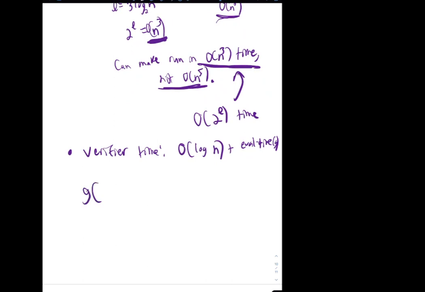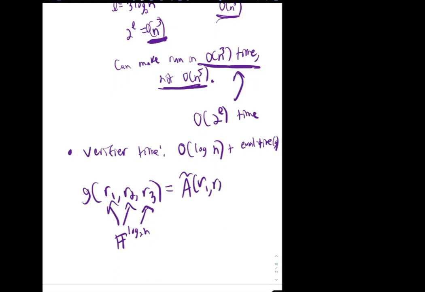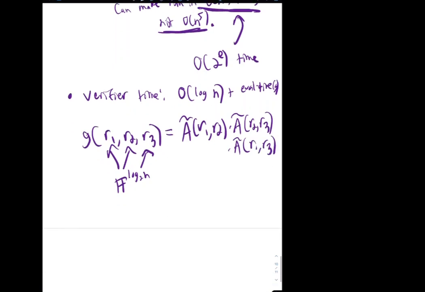Well, if you want to evaluate G at R1, R2, R3, where each of these is a log n dimensional vector of field elements, that is just a twiddle evaluated at R1, R2 times a twiddle evaluated at R2, R3 times a twiddle evaluated at R1, R3. Remember, using fast multilinear Lagrange interpolation, there's an order n squared time algorithm, and n squared is the size of the input here. So that is, quote, linear time, linear in the size of the input.